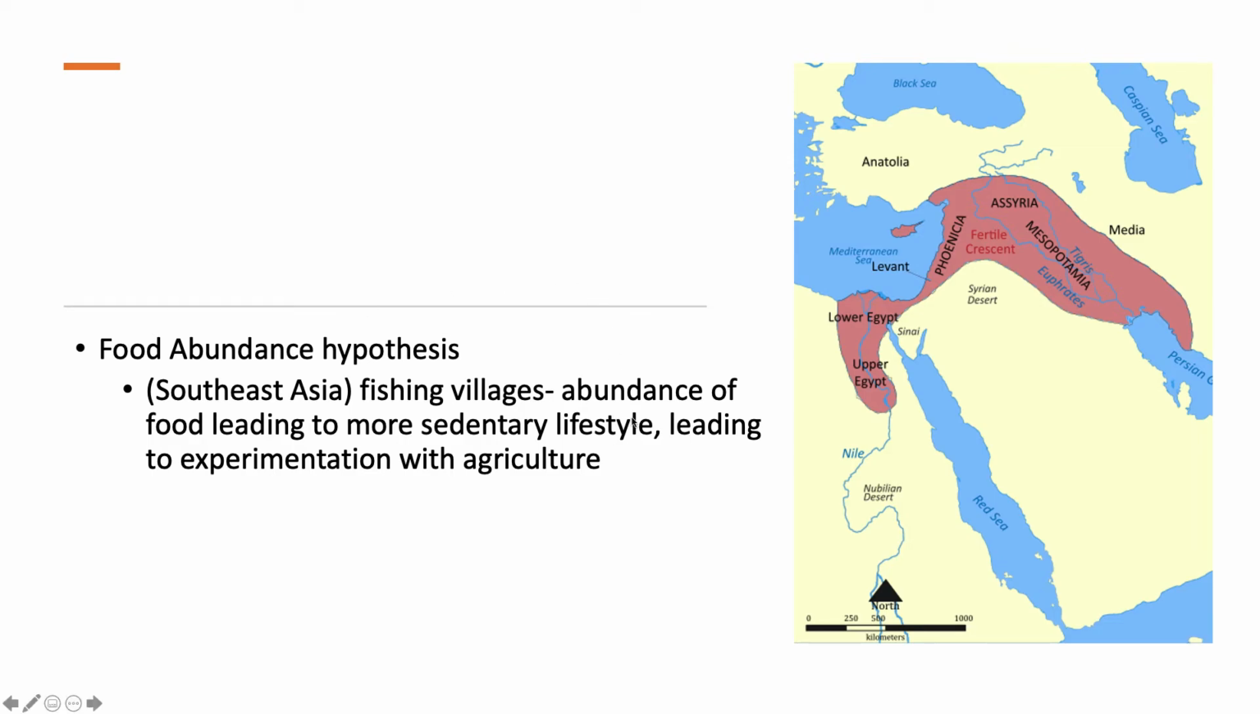So as you can see, most of the locations of the first civilizations are actually close to the waters, because you can find life in water. So there's an abundance of food there. So why don't you just settle close to the body of water? The abundance of food led to a sedentary lifestyle, and that eventually led to the experimentation with agriculture.